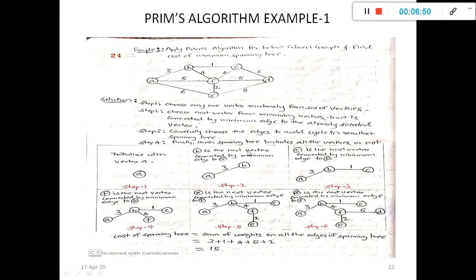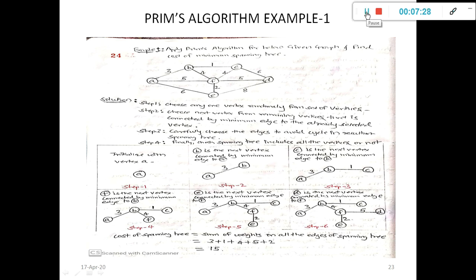Then next, find which of the remaining vertices are directly connected to the already existing subtree. In this example, vertices B, F and E are directly connected to A with distances of 3, 5 and 6. Among 3, 5 and 6, 3 is the minimum distance. Hence, connect vertex B with A, and it will generate a new subtree from A to B with distance 3, as shown in step 2.